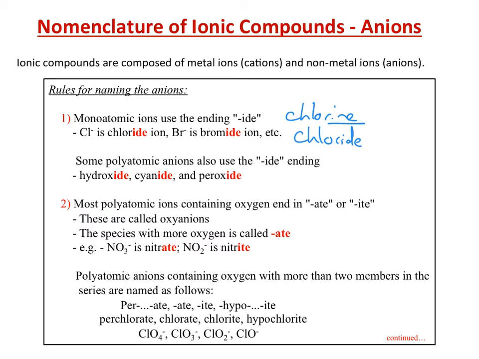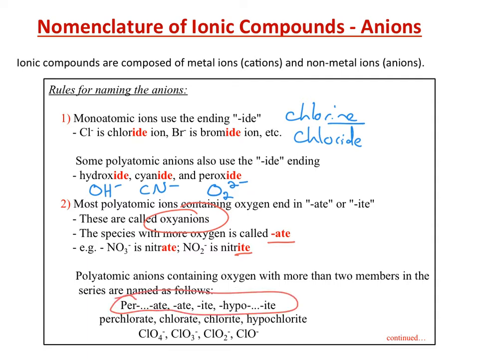There are some of these polyatomic ions that also use the IDE ending. These are hydroxide, OH-. We have cyanide, which is CN-, and we have peroxide, which is O2 2-. Most polyatomic ions contain oxygen. The oxyanions have some kind of ending of ate or ite. Usually the species with more oxygen has the ending ate, and the species with less is then called ite. But these can become a little more confusing because some of these polyatomic anions contain oxygen with more than 2 members in the series. And so those have the following nomenclature.